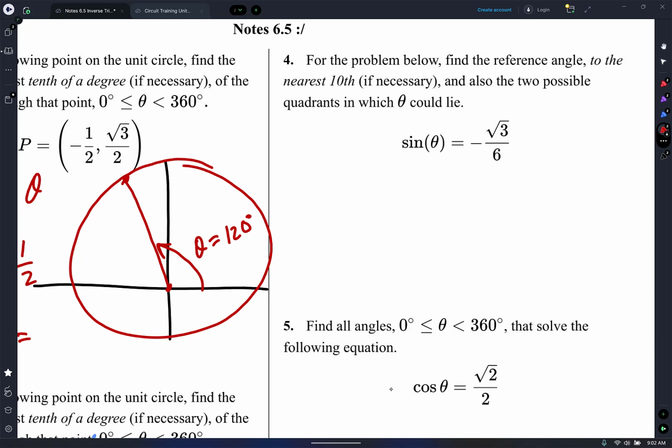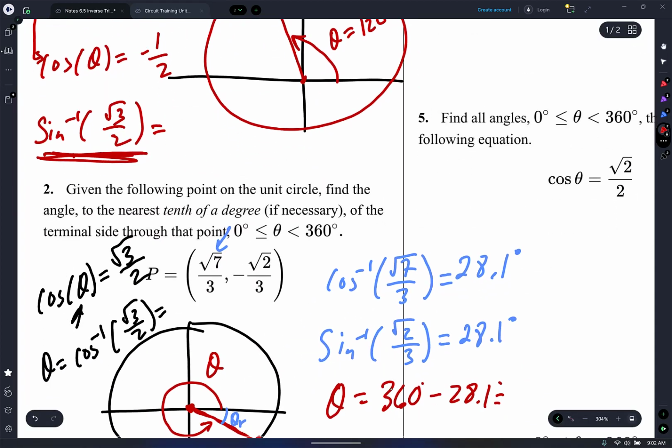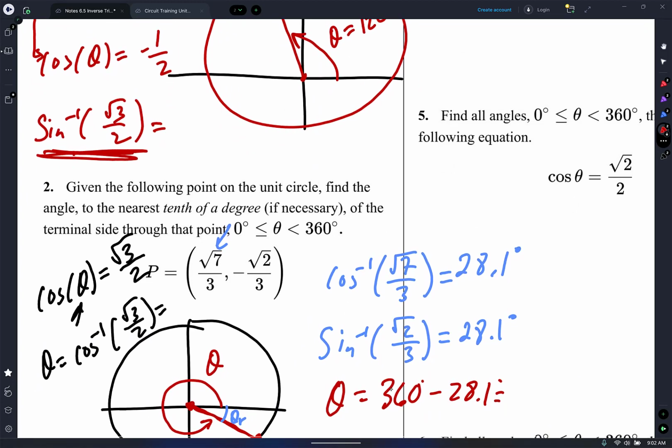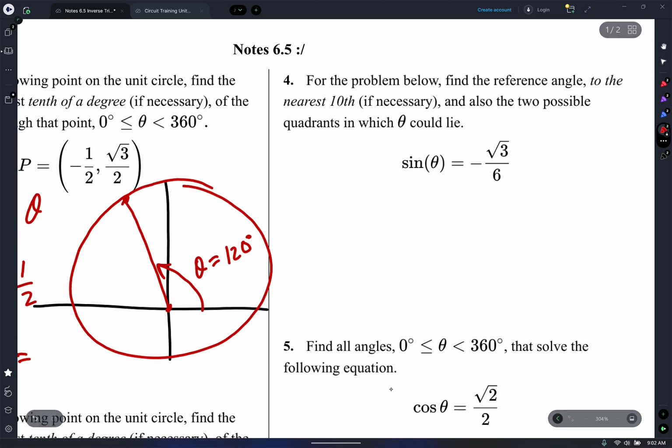Here we go. Question 4. So it says, for the problem below, find the reference angle to the nearest tenth and also the two possible quadrants in which theta could lie. Oh, did they want the reference angle on this one? I just wrote, find the angle. No, that one they wanted the angles. Okay. Here we go. You guys ready?